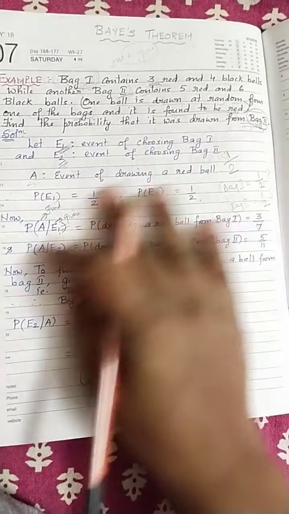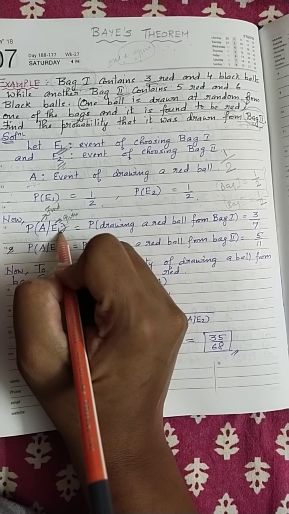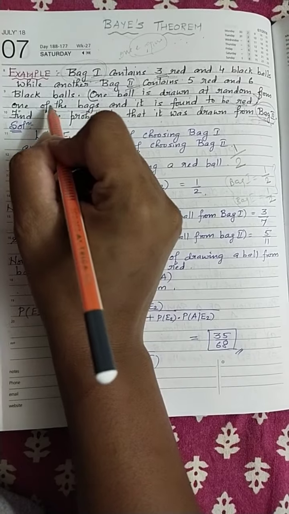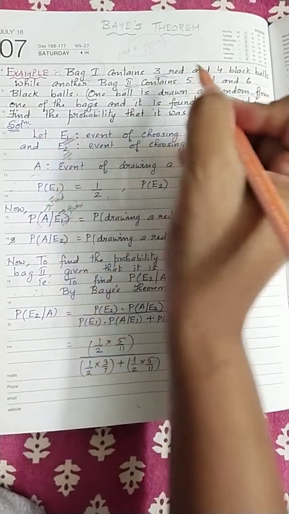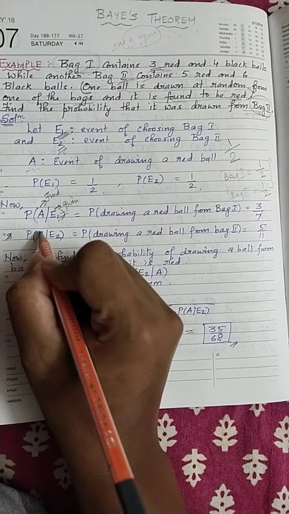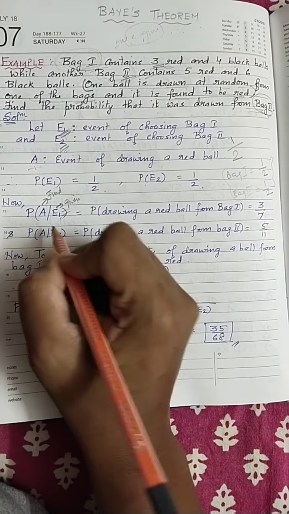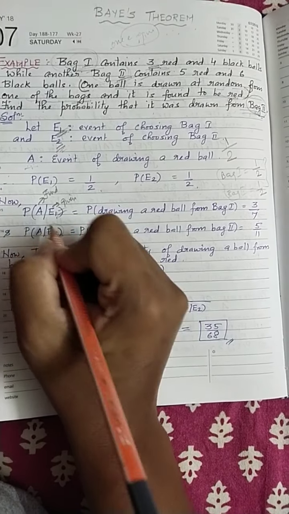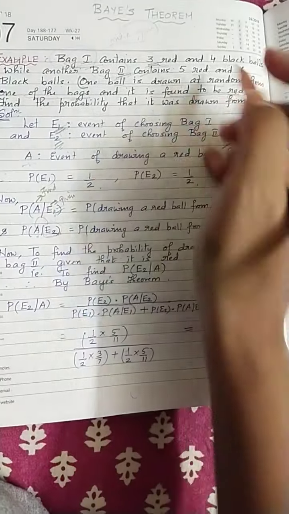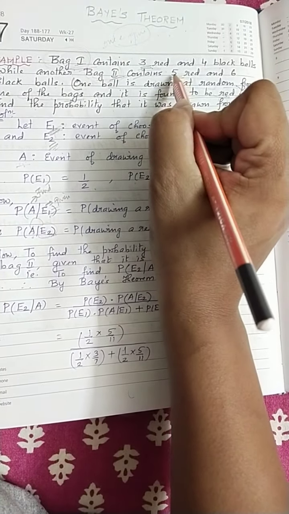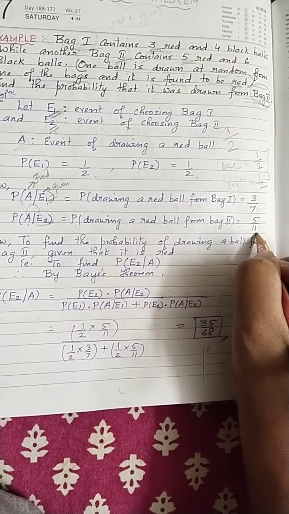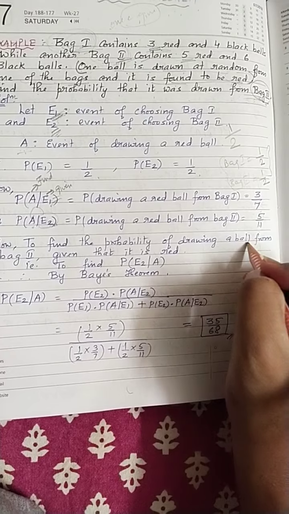Fine. Next, similarly, this is for bag 1. Now it is not said that it is only from bag 1. It is one of the bags. So let us choose the second one also. We'll find the conditional probability for bag 2, so P of A given E2. That means the second bag is given and you have to find the probability of the red ball. Now in the second bag, how many red balls do you have? 5 red balls, out of the total number of balls, 11. So the conditional probability will be 5 by 11.